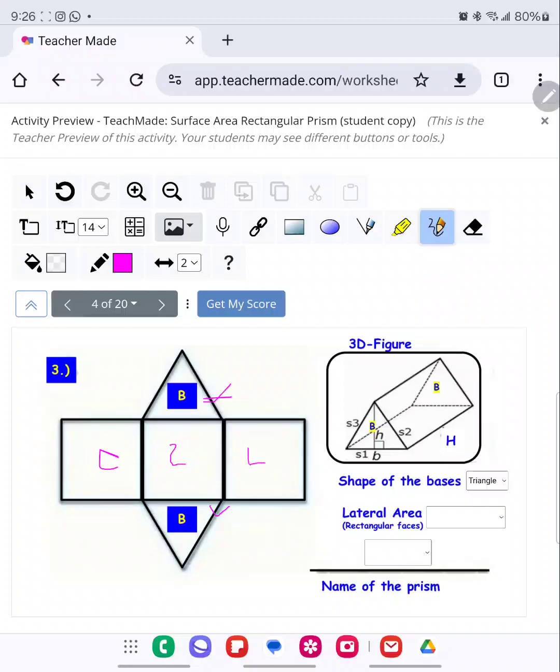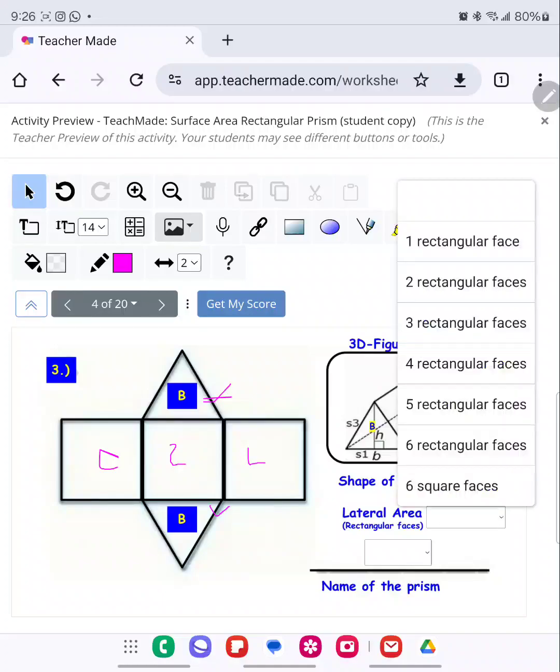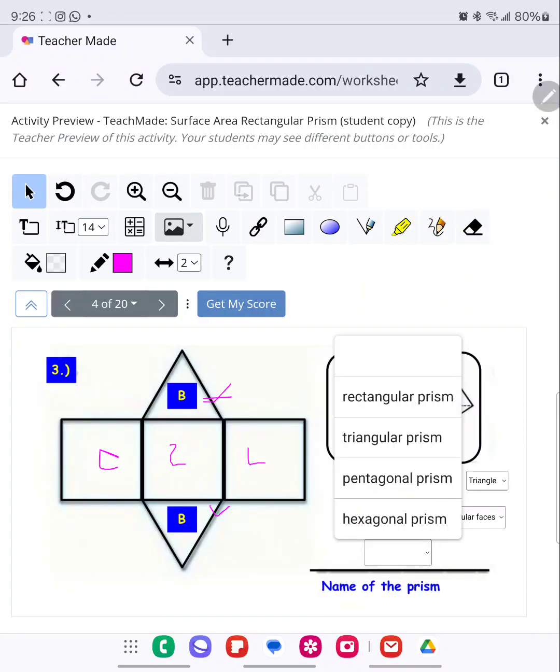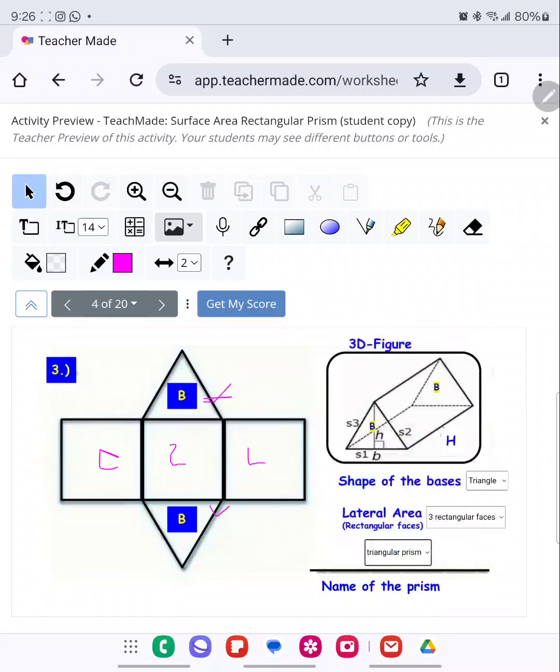And how many are there? Well, I see 3 rectangles, right? So we're going to say that the lateral area has a total of 3 rectangular faces right there. And those are the ones that wrap around the base. So what's the name of this prism? You want to look at the bases. They're triangles, so it's called a triangular prism. All right, so let's go to the next one.